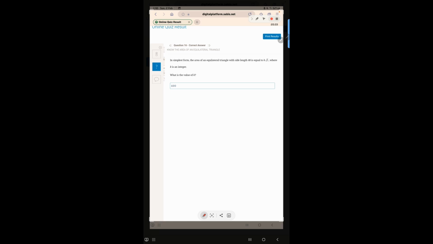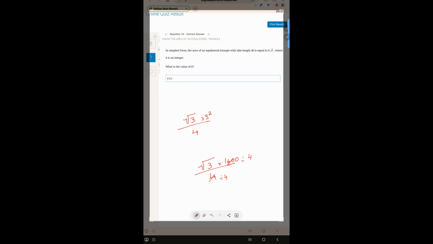The area for an equilateral triangle is radical 3 over 4 times the side squared. They gave you the side length as 40, so radical 3 over 4 times 40 squared, which is equal to 1600. You can cancel these by 4, divide by 4 here, and divide by 4 here. You get 400 radical 3.